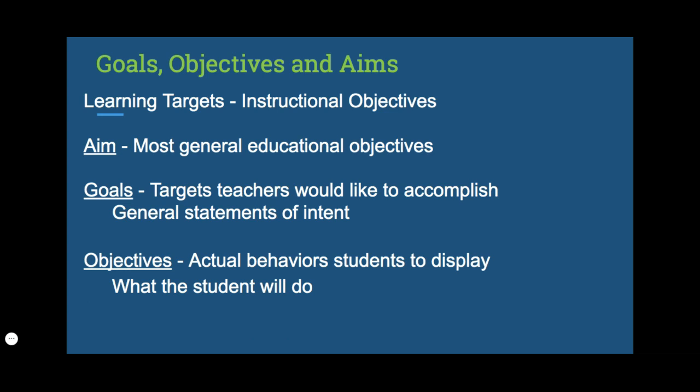Aims are the most general education objective. For example, the aim of the school is for students to learn. Goals are more specific in that they are targets that teachers would like to accomplish. They are general statements of intent. For example, to develop an appreciation for music. Instructional objectives are more specific in that they are used to distinguish what the students will do. They are actual behaviors students must learn and display. The more specific your instructional objectives can be, the better your planning will be to reflect student learning and vice versa.